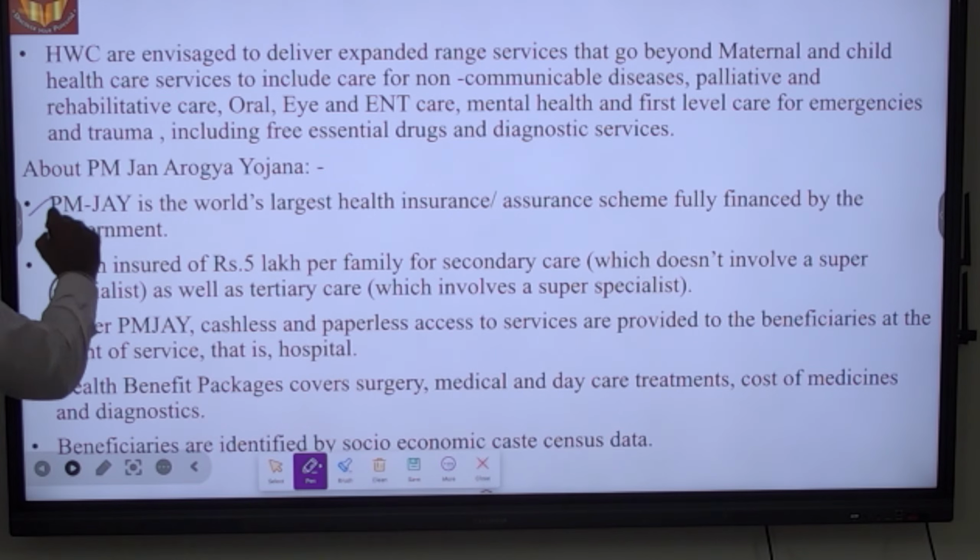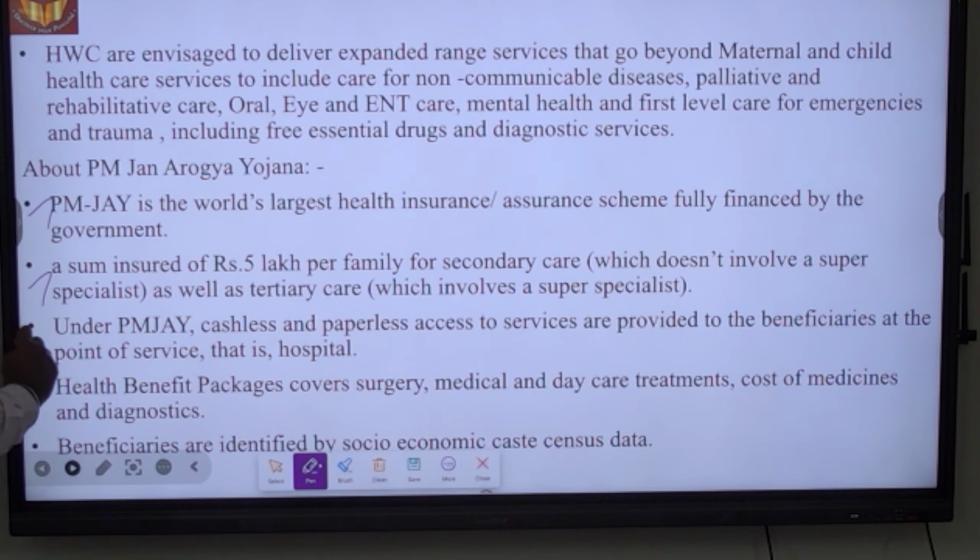Pradhan Mantri Jan Arogya Yojana is the world's largest health insurance scheme, because the number of people covered under the scheme is very high, much more than the population of a developed country. And it will be fully financed by government. A sum of rupees 5 lakh per family for secondary care as well as tertiary care.